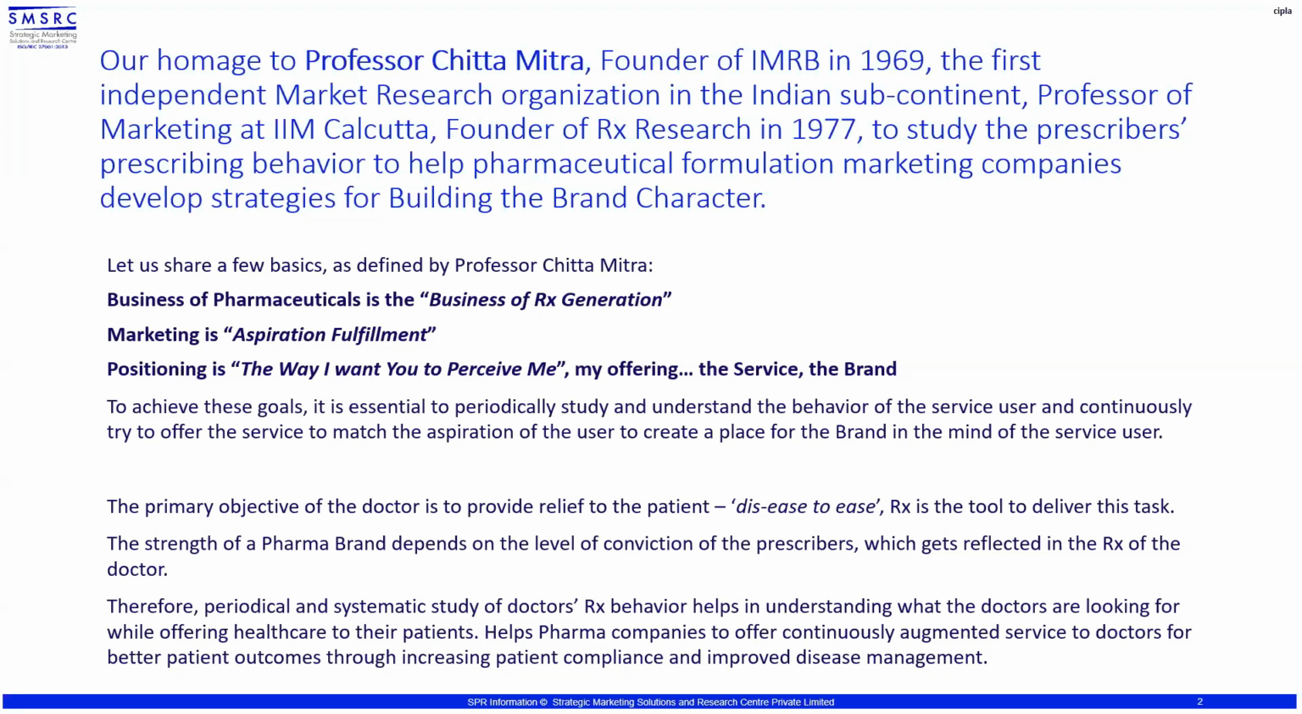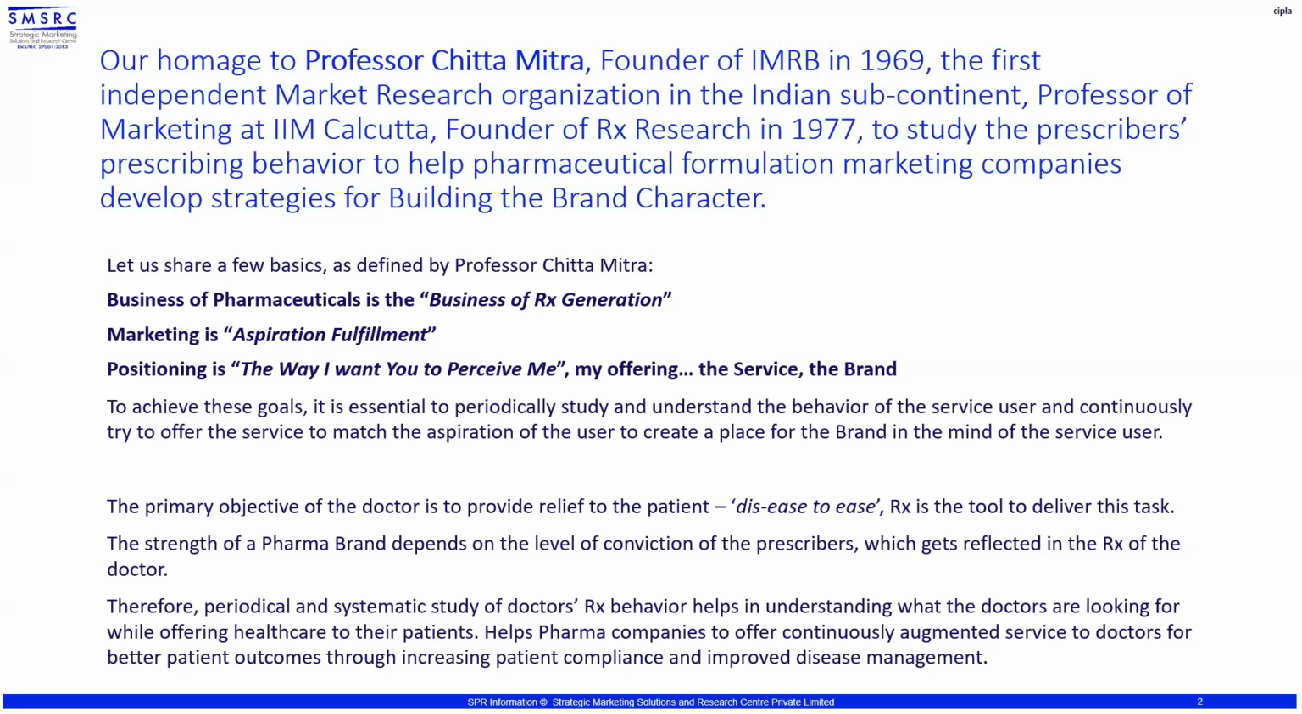He used to define business of pharmaceuticals is the business of prescription generation. I think this remains valid even today, and this will remain valid for the next generation as well, as far as the subcontinent is concerned. His definition of marketing is aspiration fulfillment, just 2 words. The more I think, the more I realize the value of this definition. The task of marketing is to fulfill the aspiration of the user.